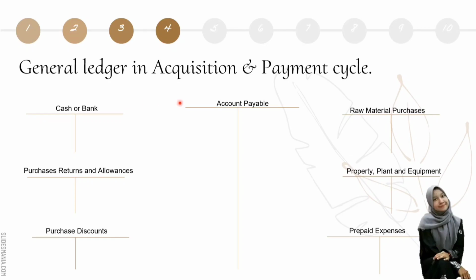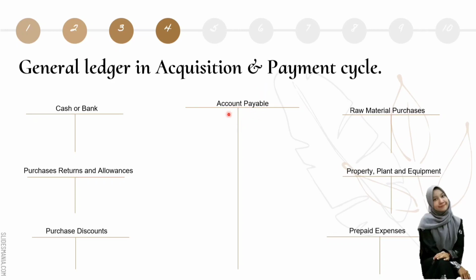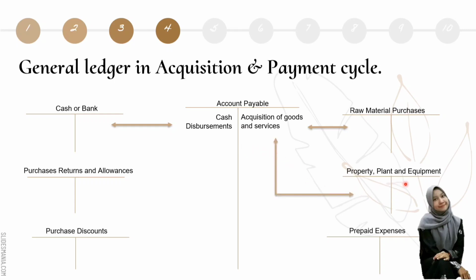Now, what are the accounts involved in this process? Here is a sample of accounts of the company. So we start with buying raw material on credit. We are going to debit raw material purchases and credit account payable. Once we pay the amount, we will debit account payable and credit cash or bank. The term used is cash disbursement. The same concept applies when we acquire property, plant, and equipment, or even prepaid expenses.